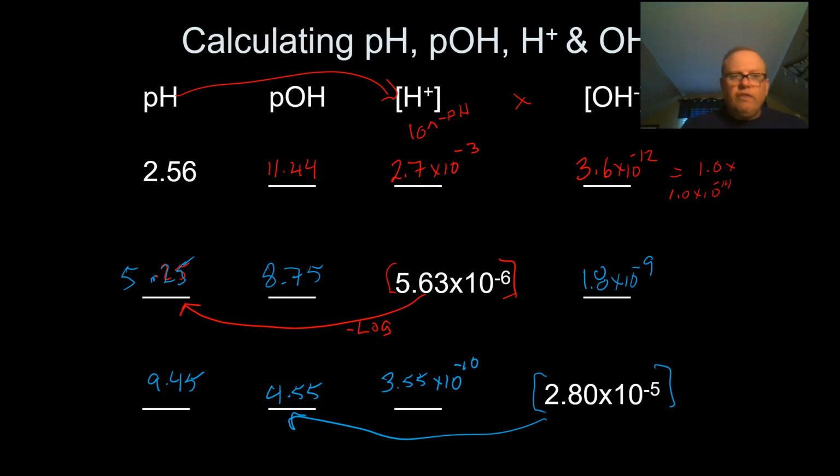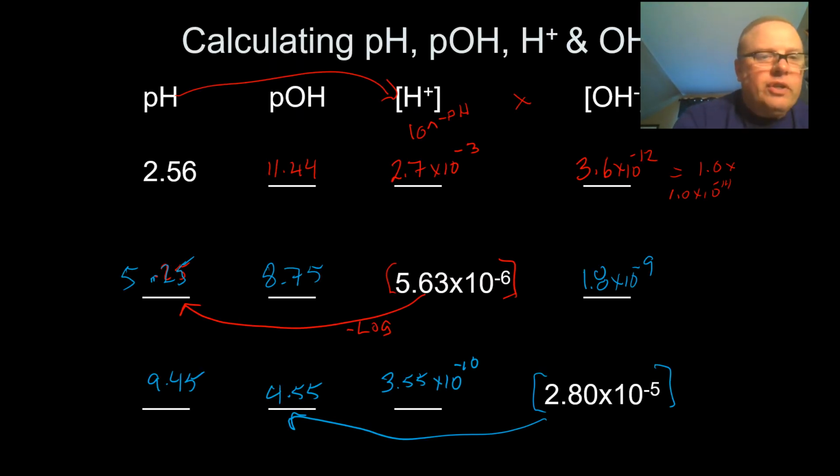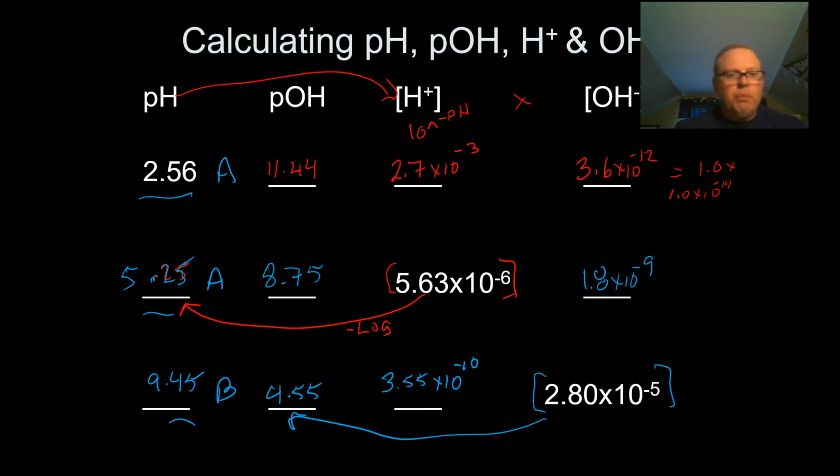So this is how you can find all of this missing information if you only have one piece of the puzzle. By the way, acid or base always comes off of pH. So this is an acid because of its pH. This is an acid because of its pH, and this is a base. Above 7, automatically a base. Below 7, automatically an acid. That's how it functions.